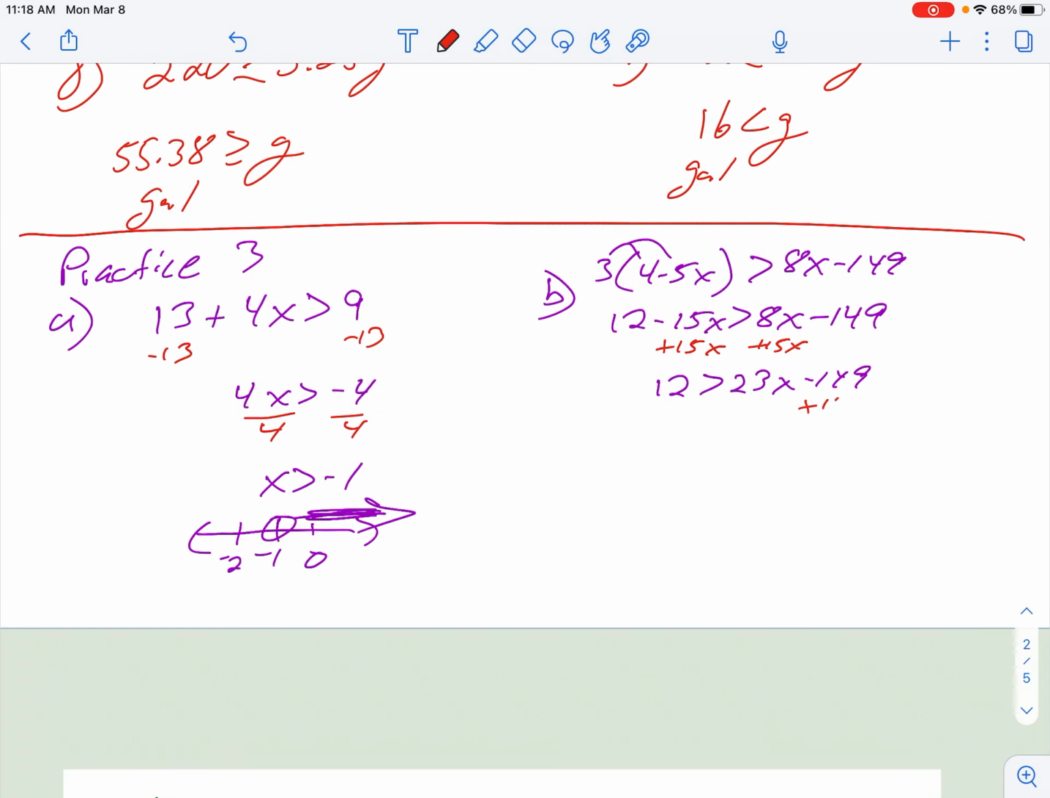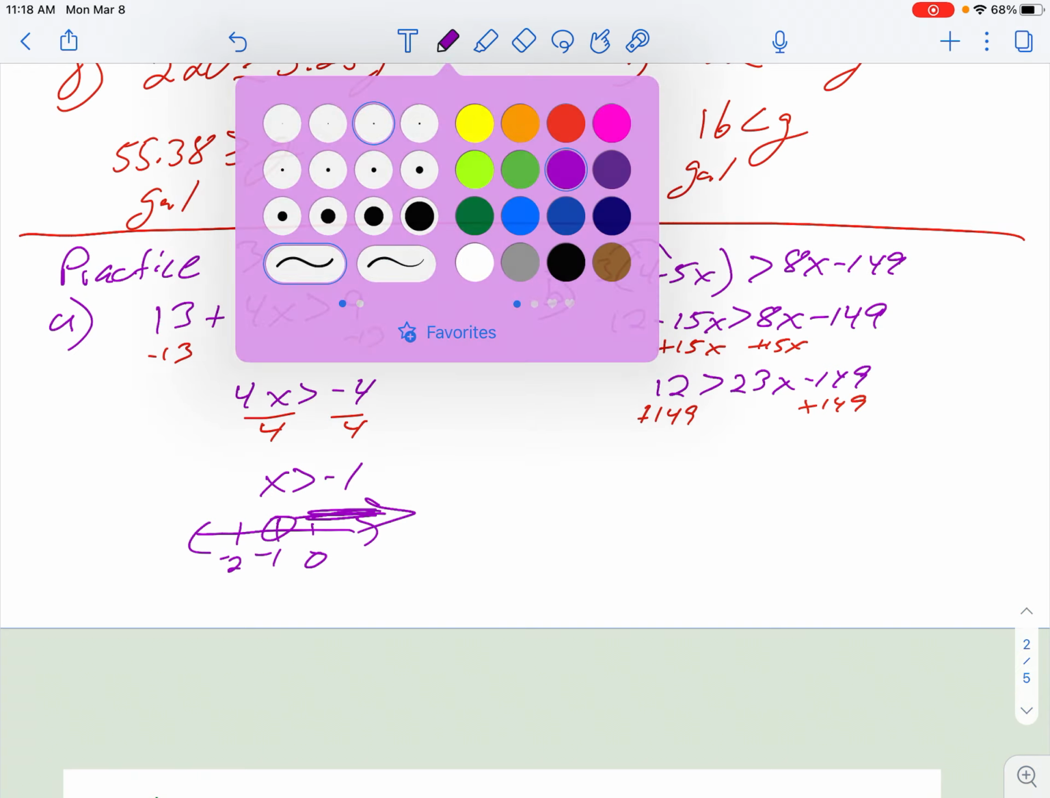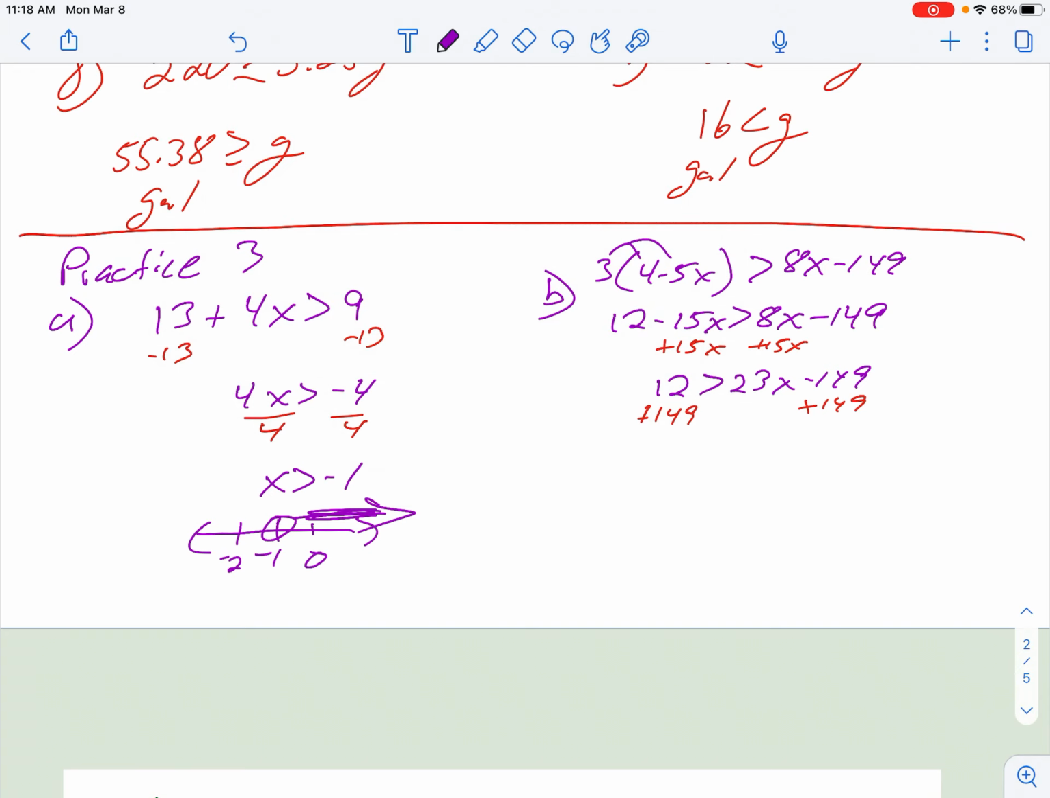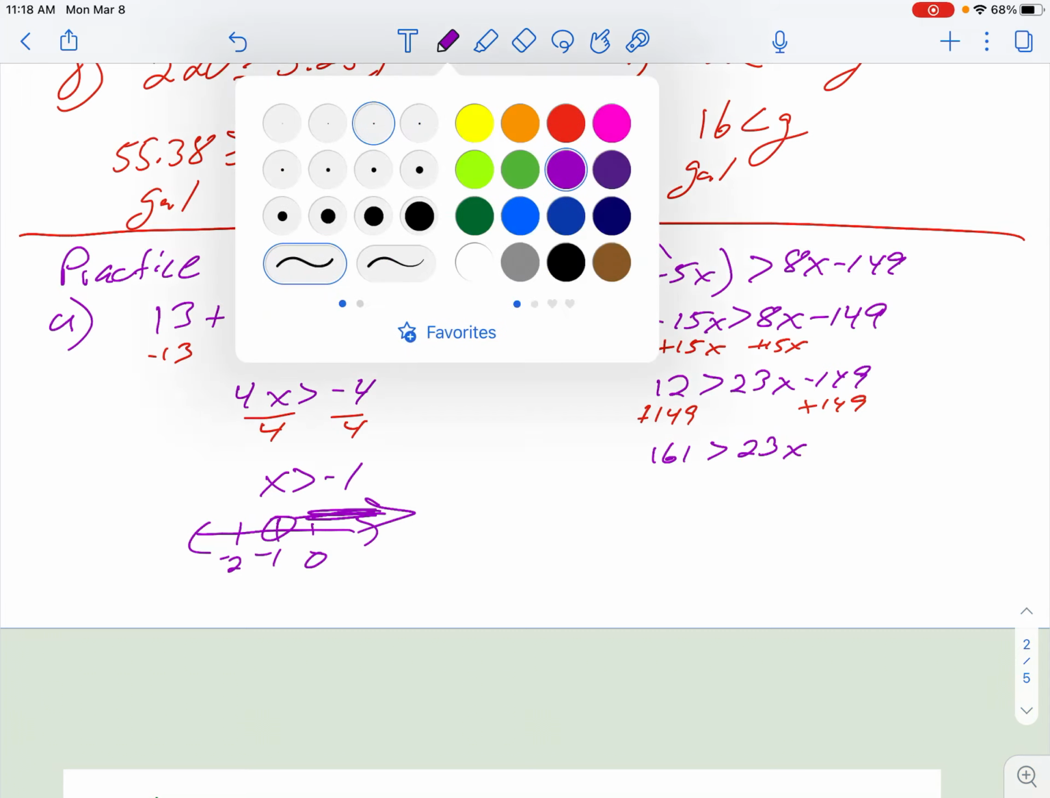Okay, all the x's are on the right. Let's move everything else to the other side. So let's go ahead and add 149 to there. 12 plus 149 gives me 161. And then we're going to go ahead and divide both sides by 63. Sorry, not 63, that's a 23.